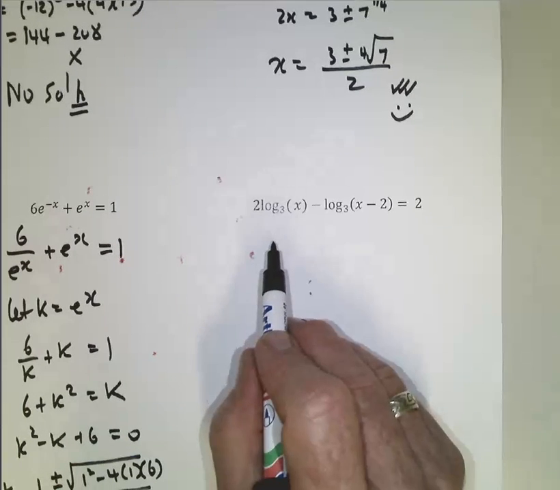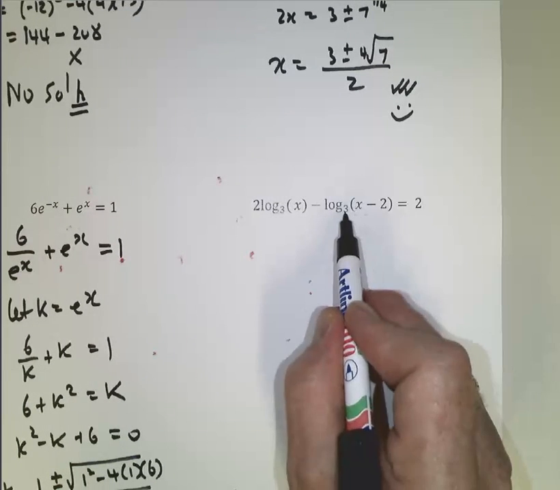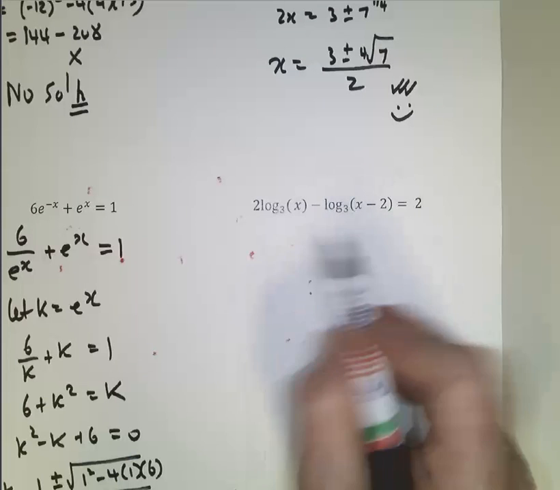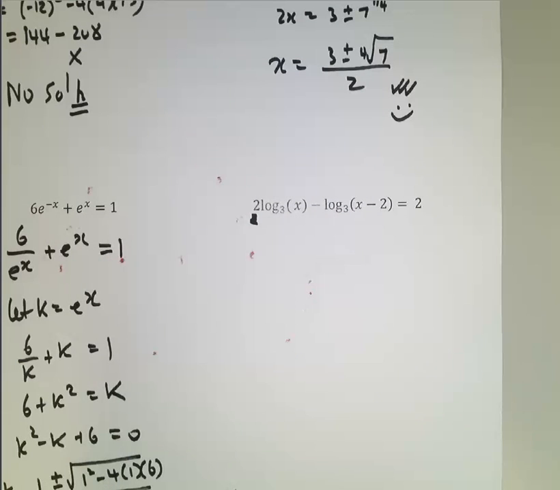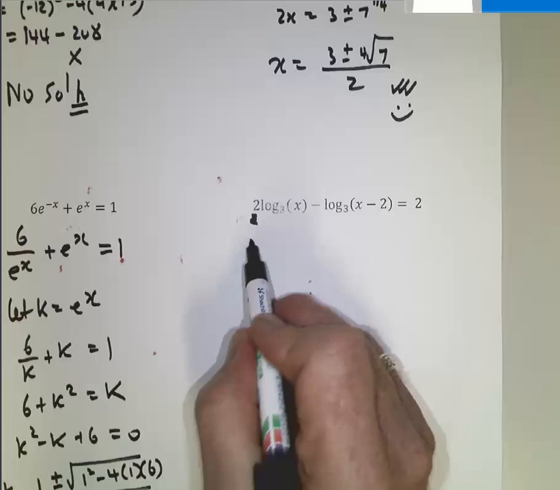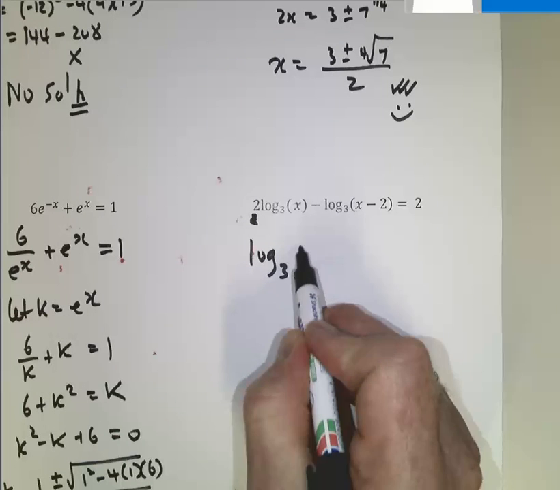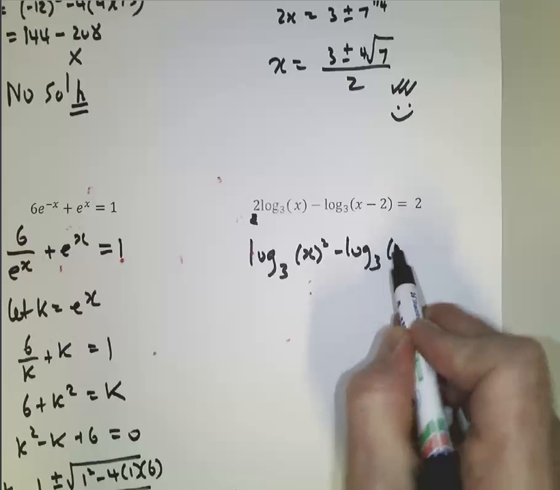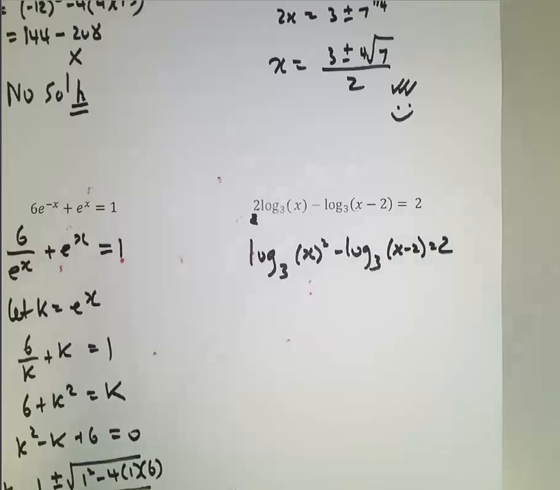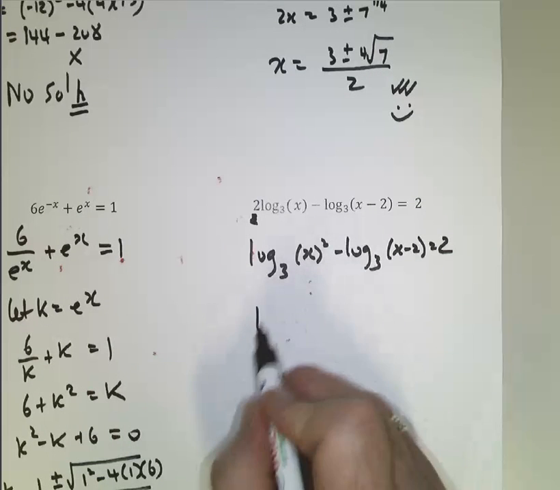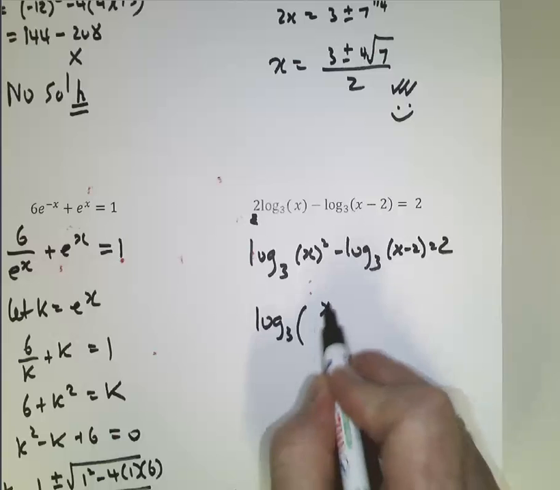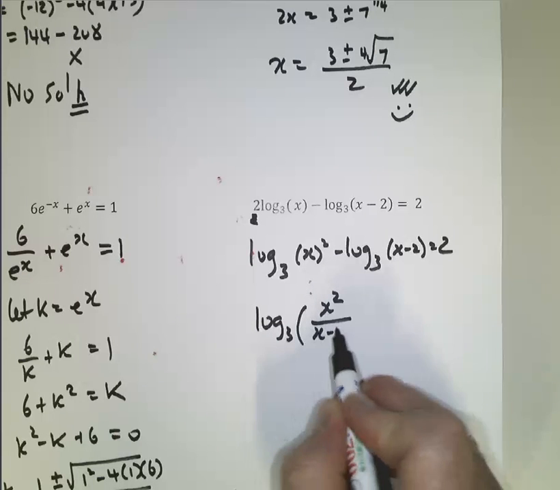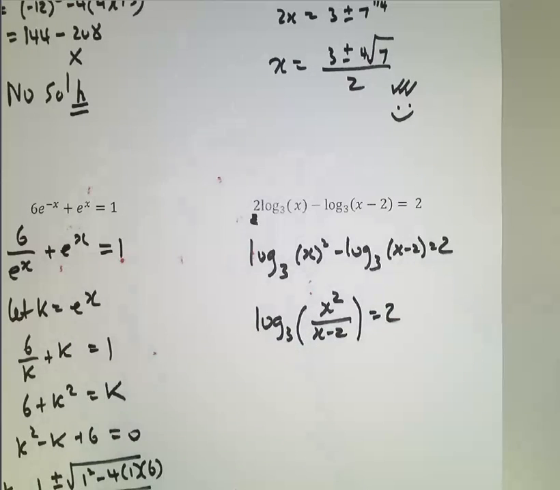Okay, part 4. I've got some logarithms, base 3, base 3. I can combine these two logarithms together. However, I can't have a 2 at the front. So I'm going to have log base 3 of x squared minus log base 3 of x minus 2 equals 2. I can now combine them together. Log base 3 of x squared over x minus 2 equals 2.